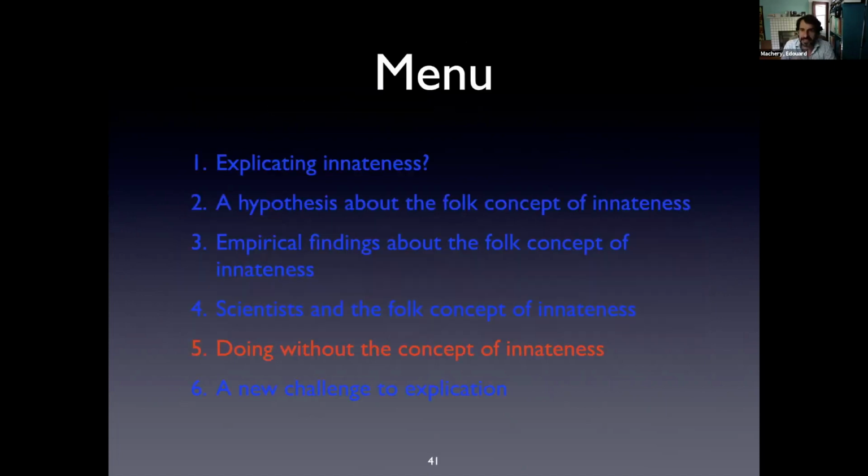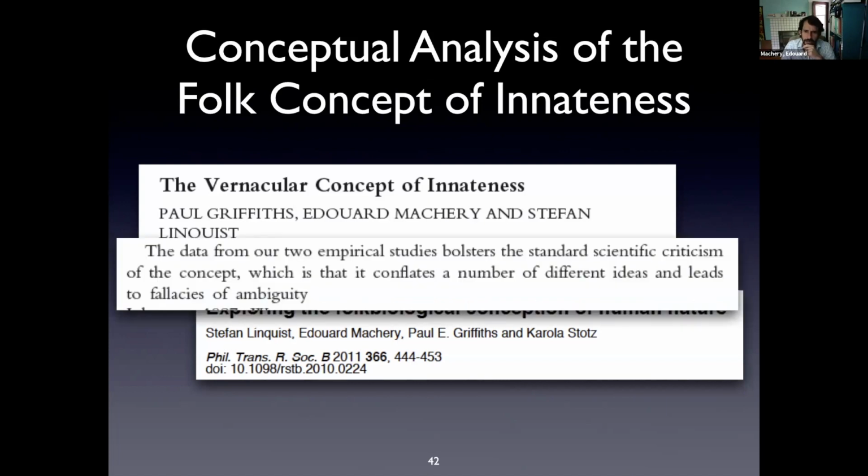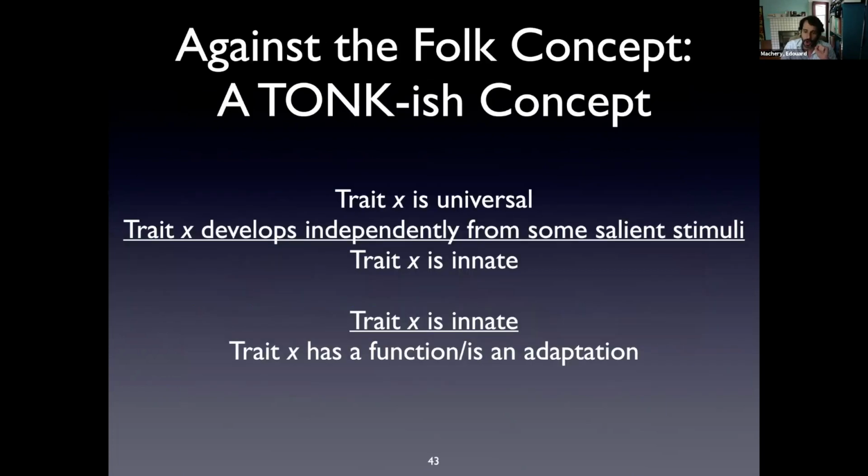All right, so that's it for the experimental results. I have one last section about innateness before generalizing to the issue of explication. So from that work, we concluded two things. The first one is that we should eliminate the concept of innateness. And we've put the argument that we should eliminate the folk concept of innateness. The folk concept of innateness is not a useful concept for science. Why is that? Because it's a TONK-ish concept in the following respects, at least.